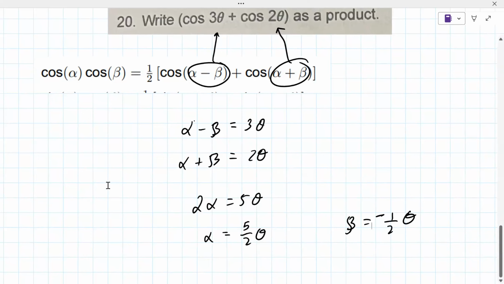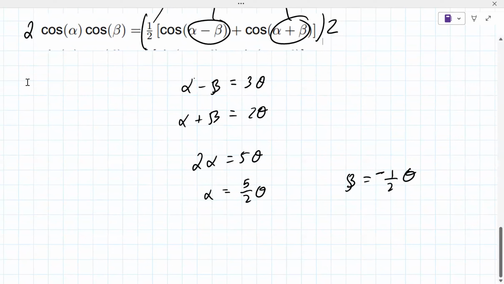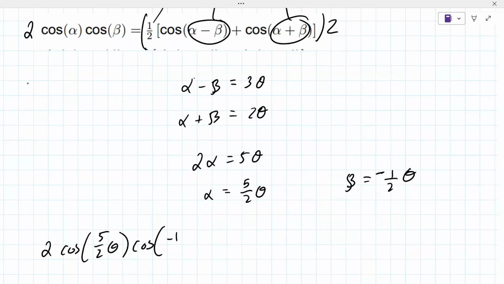Okay, the other thing here is that this formula, you don't have a 1/2 in front. You have just a 1, so you're gonna end up multiplying the other side by 2, or both sides by 2, basically. And so you have to remember that, it's easy if it's multiple choice to forget that. So it's 2 cosine 5 over 2 theta cosine minus 1/2 theta. Now, yeah, something like that. Okay, yeah.